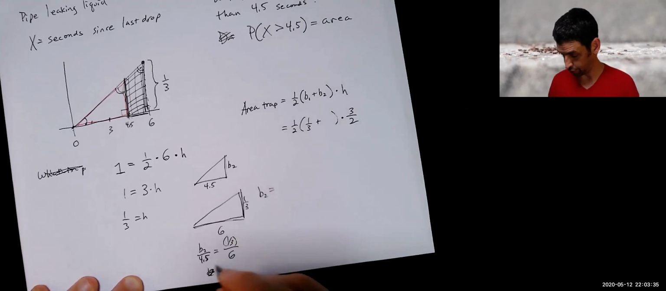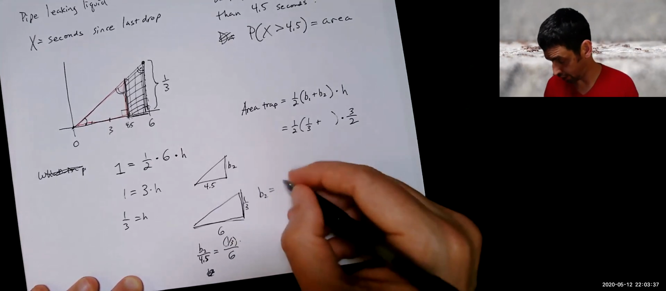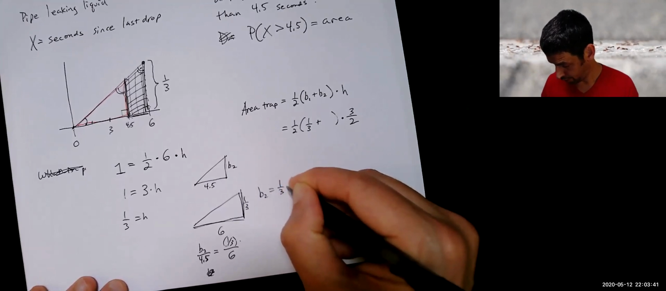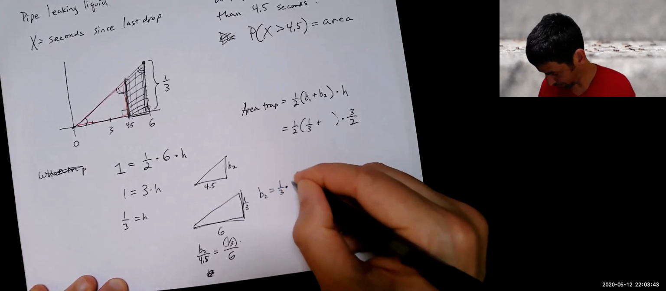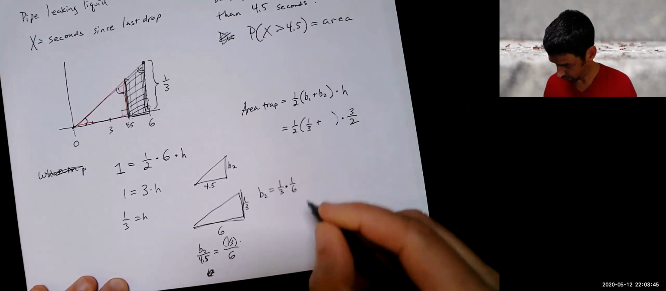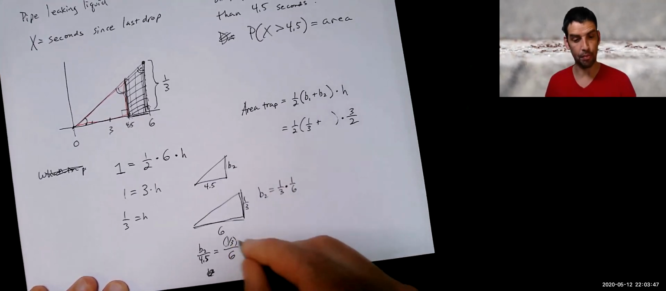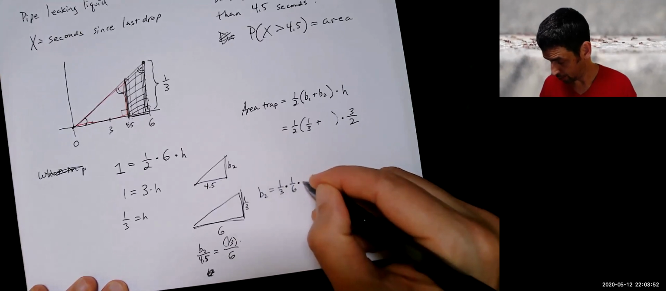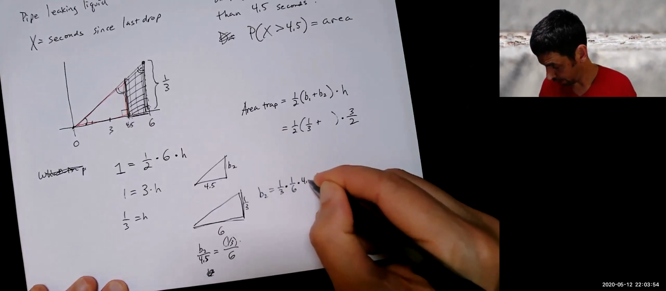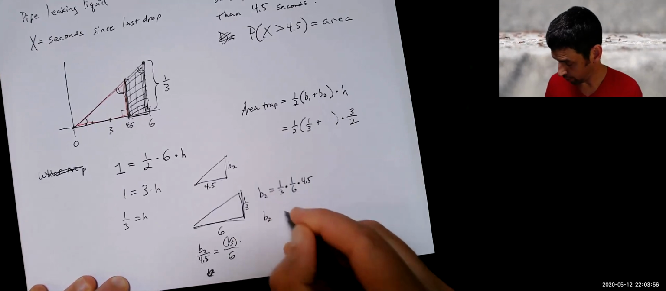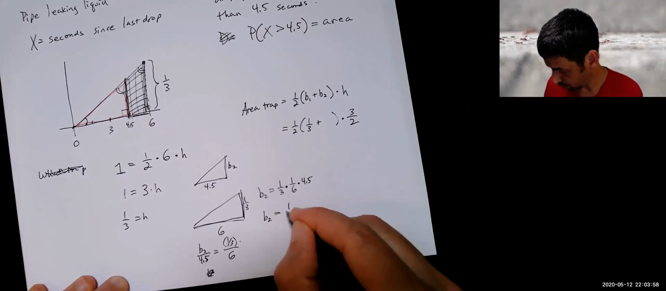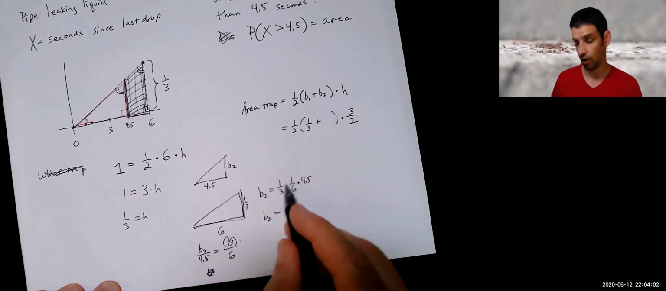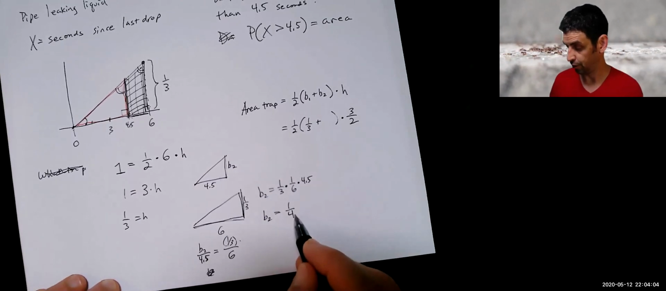B2 is then equal, just multiplying 4.5 to the other side, I have 1/3 times 1/6. I'm just making this fraction a little cleaner. And then times 4.5. If you work this out, this is going to be 1/4. Okay, so I'll let you compute that as you need to.